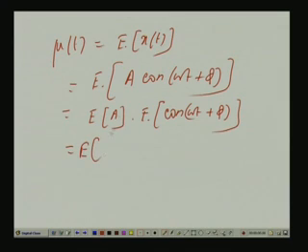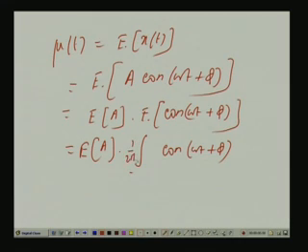Which will give, I do not know what E of A is, some value, because we are not told about the probability density of A. So, we just keep it as E of A. But here we multiply cosine omega t plus phi by the probability density, that is uniform. So, the value is 1 by 2 pi over the range from minus pi to pi, and within that range the probability density of phi takes the constant value 1 by 2 pi, which goes outside the integral.